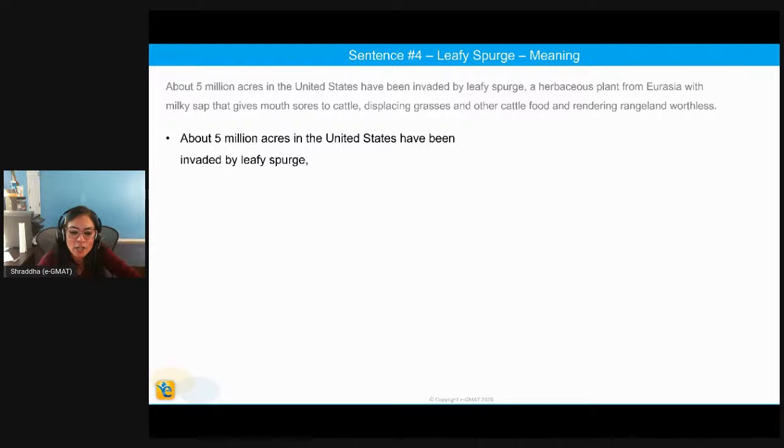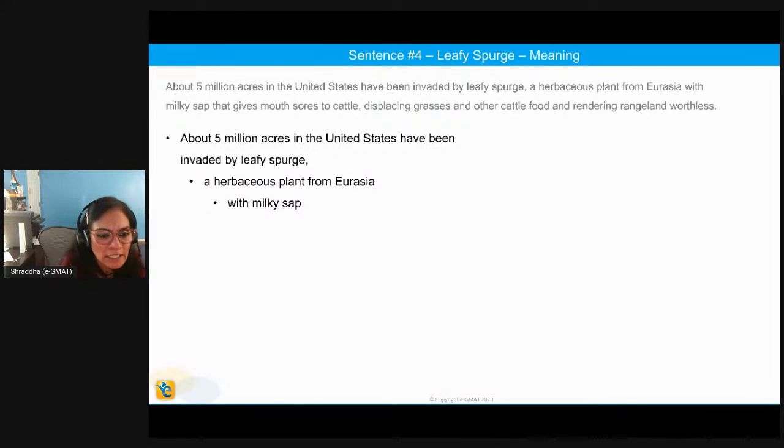About 5 million acres in the United States have been invaded by leafy spurge. So again, the sentence simply says that most of the United States has been invaded, or covered, by something called leafy spurge. Then the author goes on to explain what this leafy spurge is. This leafy spurge is a herbaceous plant from Eurasia with milky sap. So what contains this milky sap? This herbaceous plant. Of course, it does not make any sense to say that it is Eurasia that contains milky sap. Definitely not. It is the herbaceous plant, which is equal to leafy spurge, that contains the milky sap.